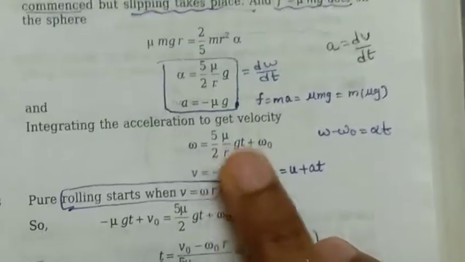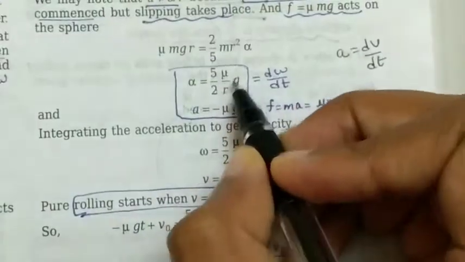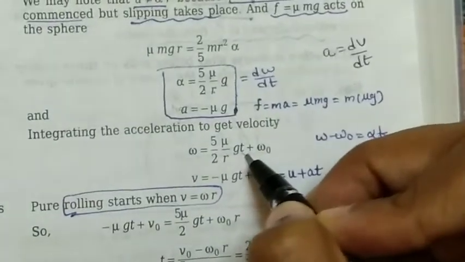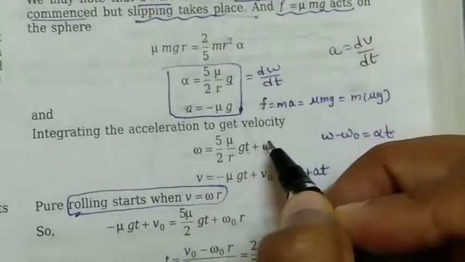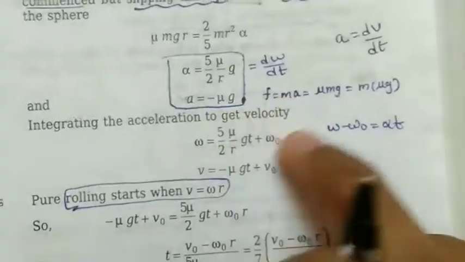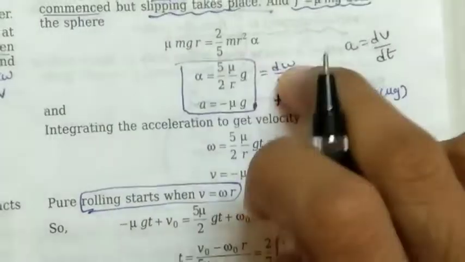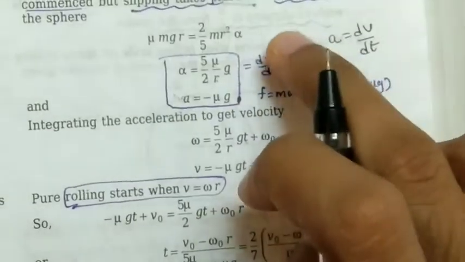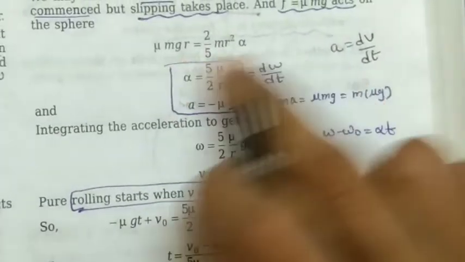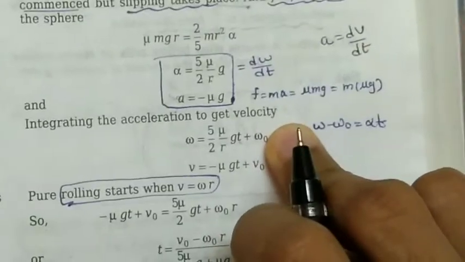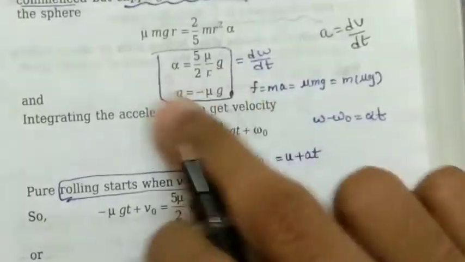Hence we are having this. So 5 by 2 mu by r g t, and omega minus omega naught, sending this omega naught to that side, we would have this. So if we simplify this equation, that is if we do integration on both sides of this equation, we will get this equation. In the same manner, this equation also.